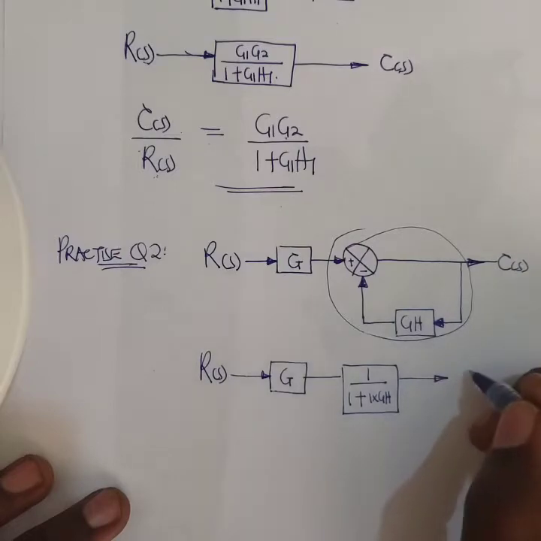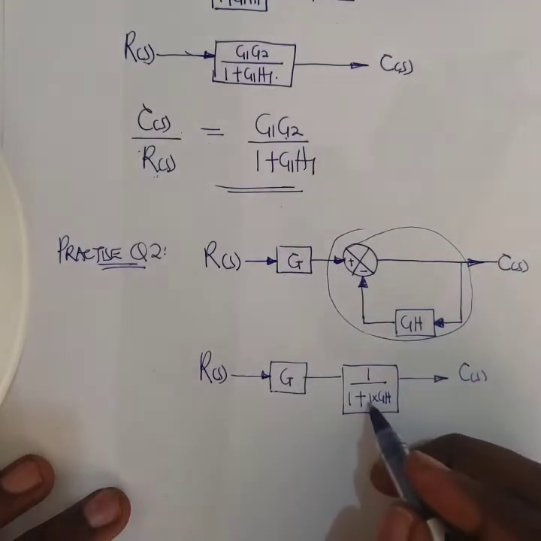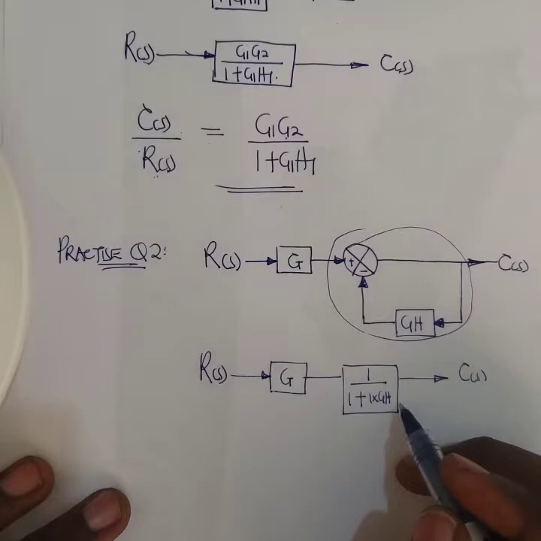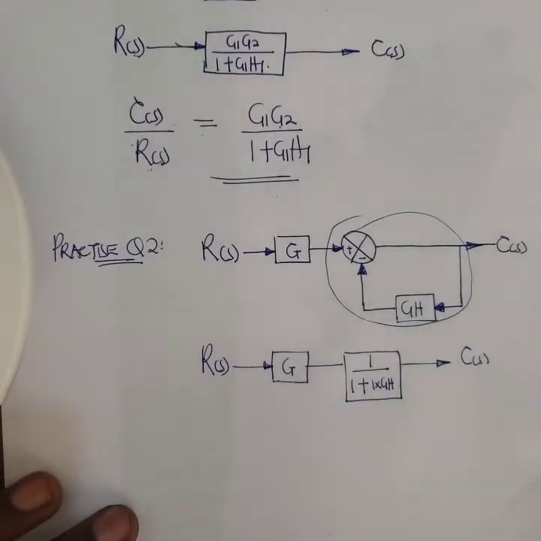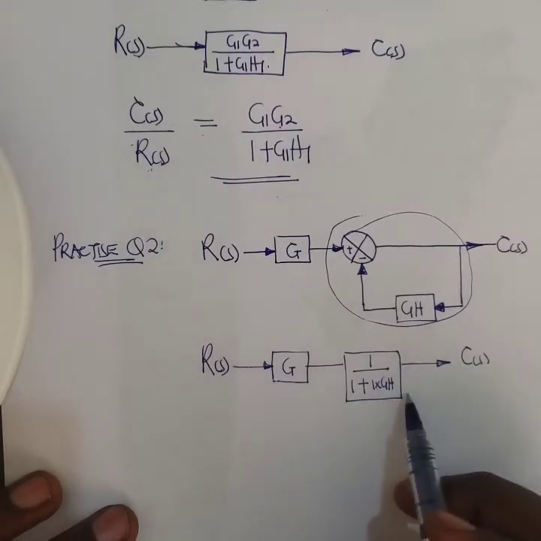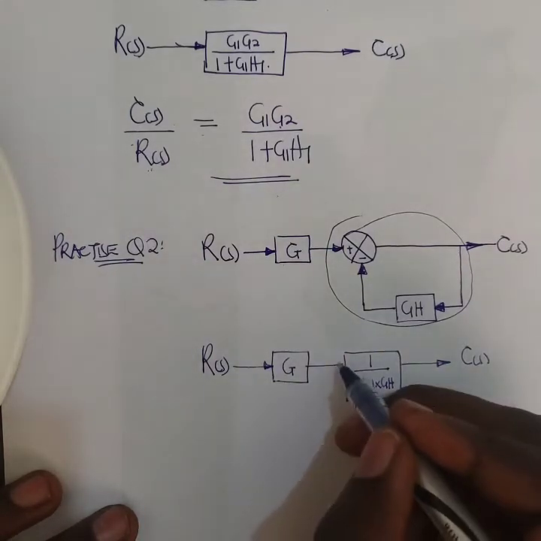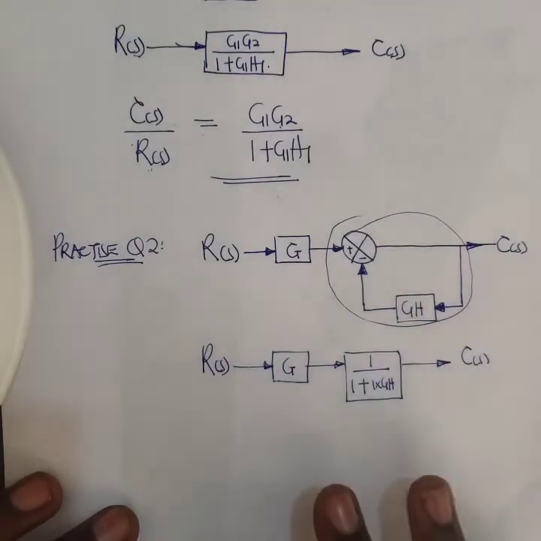Then you have our output signal CS. But when you multiply 1 times GH, it's the same thing as GH. So some people do not put the 1 there, since it is still the same thing as GH. I can easily write GH, but I just want to show you what we have for those that might be having a problem in getting the aspect.